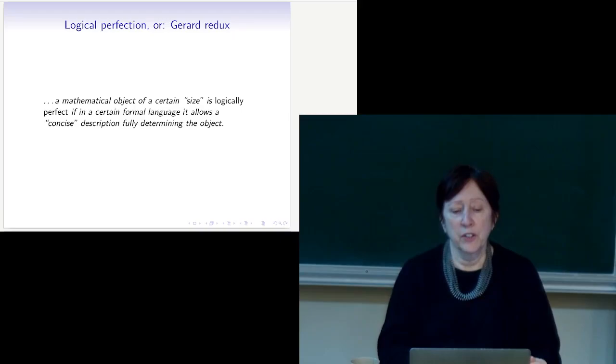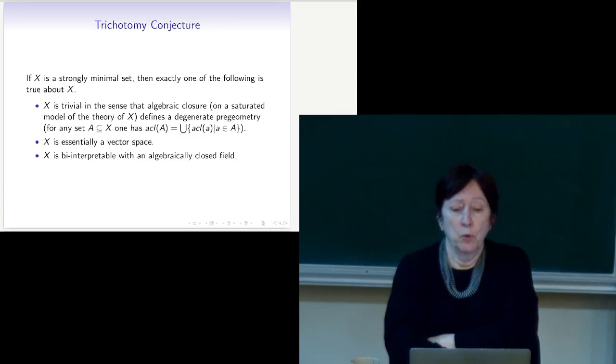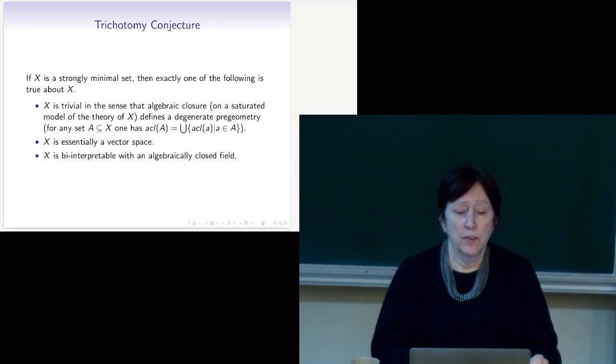Okay, classification, this idea of the trichotomy conjecture. So maybe we need another slide. Next slide. Yeah, so here's Boris's trichotomy conjecture, basically rewriting model theory in the language of geometry. X is either trivial, or it's a vector space, or it's bi-interpretable with an algebraically closed field. Probably many of you are familiar with Boris's trichotomy conjecture; it turned out not to be true, or true only for the Zariski structures. In fact, for a certain class of Zariski structures, Hrushovski had a counterexample.